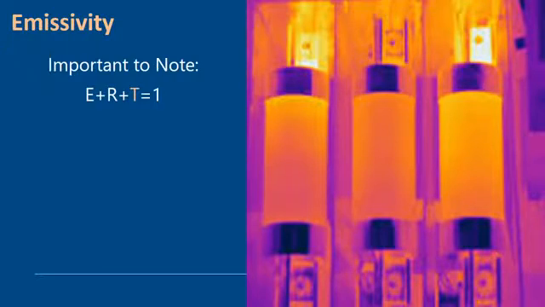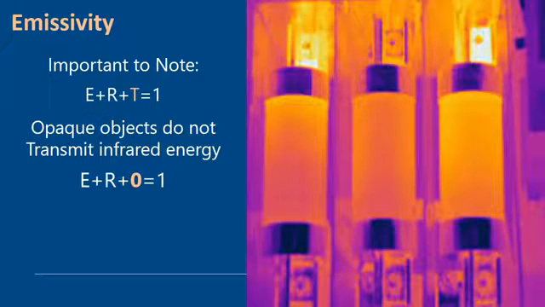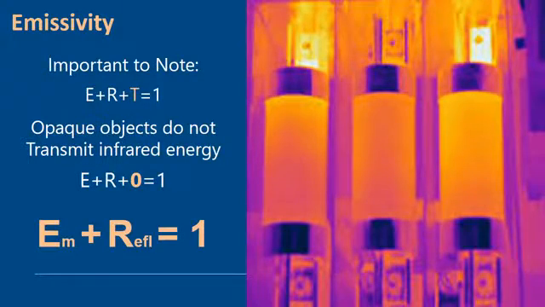Now, when we look at different materials, opaque objects do not transmit infrared energy. Infrared windows transmit infrared energy, but opaque objects don't. So we can look at the emitted and reflected energy plus T, which will equal 0 transmission. So there's an important relationship: the emissivity plus the reflection equals 1. Whatever you do to one will affect the other. They're linked. If I increase emissivity, I decrease reflection. If I decrease emissivity, I increase reflection.